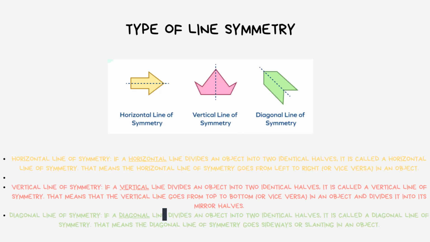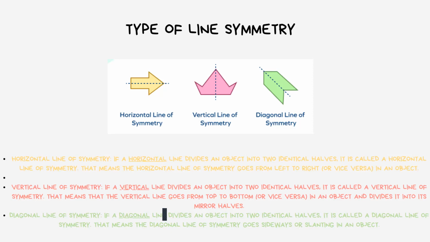Vertical line of symmetry. If a vertical line divides an object into two identical halves, it is called a vertical line of symmetry. That means that the vertical line goes from top to bottom in an object and divides it into its mirror halves.